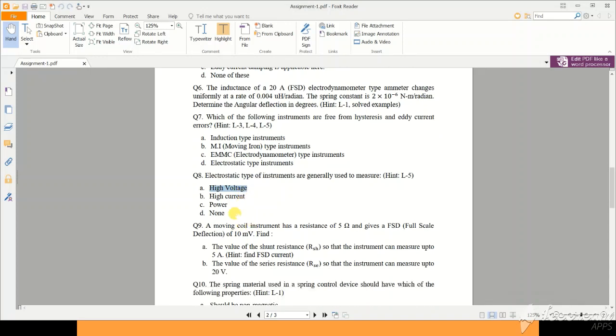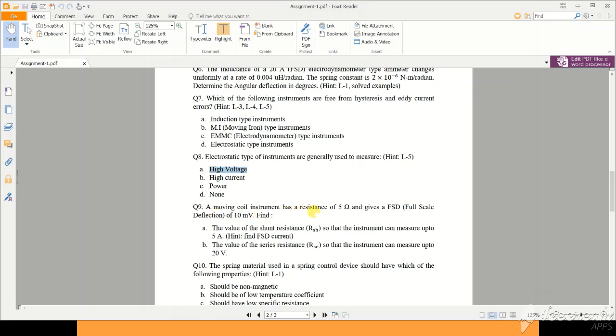Yes. So next is question number 9. A moving coil instrument has a resistance of 5 ohm and gives a full scale deflection FSD of 10 millivolt. Find number 1, RSH, that is a shunt resistance so that the instrument can measure up to 5 amps, and second part is series resistance so that the instrument can measure up to 20 volt. So let's go with the second part because the first part is given here. So 10 millivolt is given as full scale deflection.